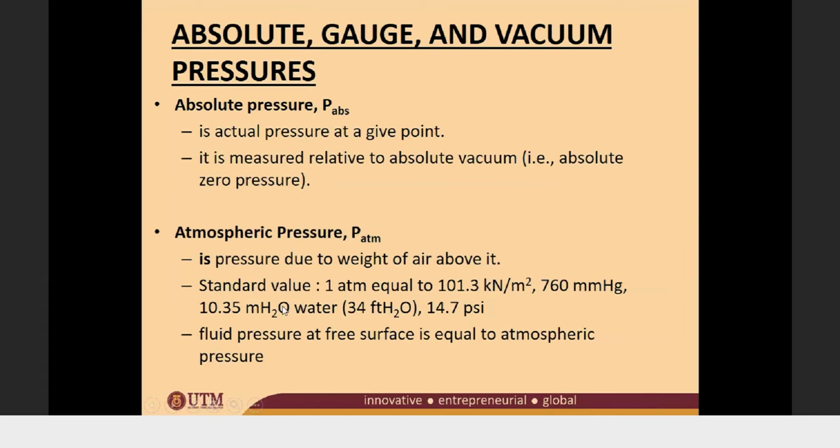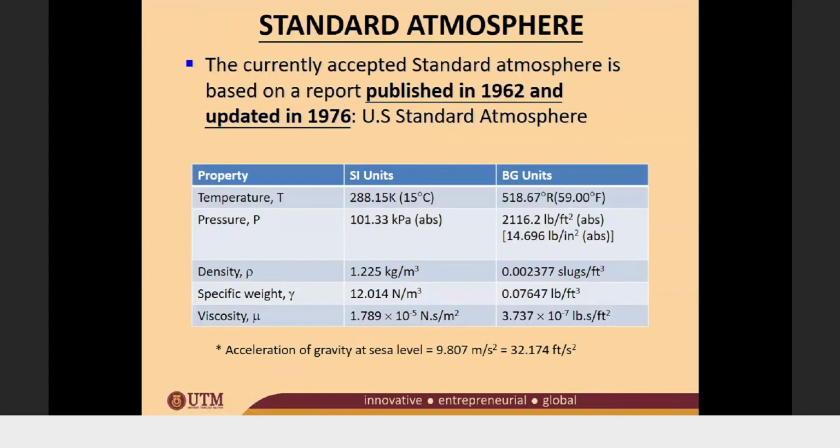Okay, so this is the absolute pressure. The absolute pressure is the actual pressure. Okay, this is atmosphere, P atm. So usually P atm is equal to 101.3 kilopascal, 760 millimeter mercury, 10.35 meter water, and also 14.7 psi. Right, this is the value of the P atm.